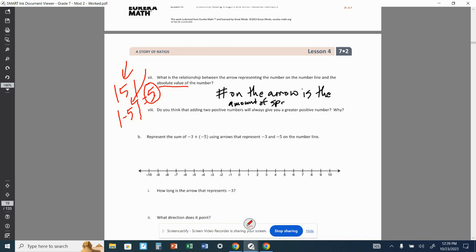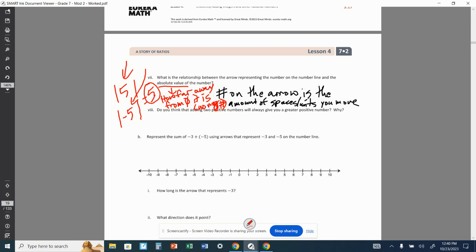of spaces or units you move, and absolute value is how far away from 0 it is. You don't use negative numbers. You just tell me how far away it is from 0. Even if it's negative 7, then the absolute value would be 7. It's 7 away from 0.